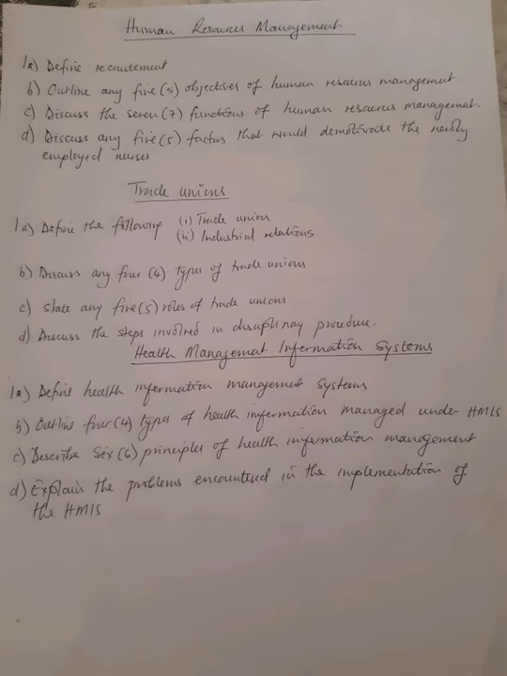I'll go through them again. We have the general union, the industrial union, the craft unions, and the white collar unions. And the respective explanations are as I said earlier when I was introducing each one of them. Then we move on to part C.